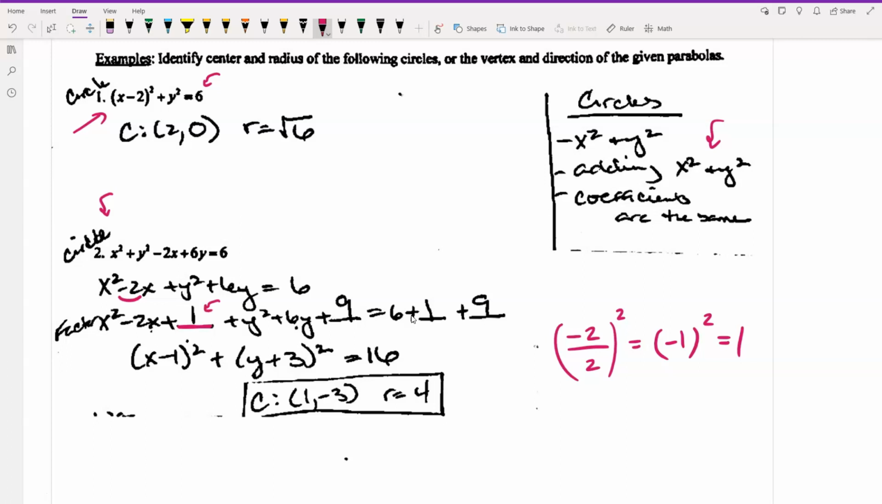And then for y squared plus 6y, here coefficient of y is 6, so use that, 6 divided by 2 squared, so that is 3 squared, so it's equal to 9. Use 9 here. So we added 1 and we added 9. We should do same thing on the other side. So add 1 and add 9. Because here we have equality. Whatever we add on left, we should do same thing on right side.